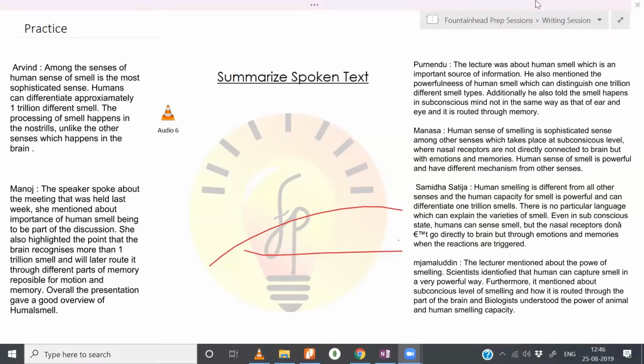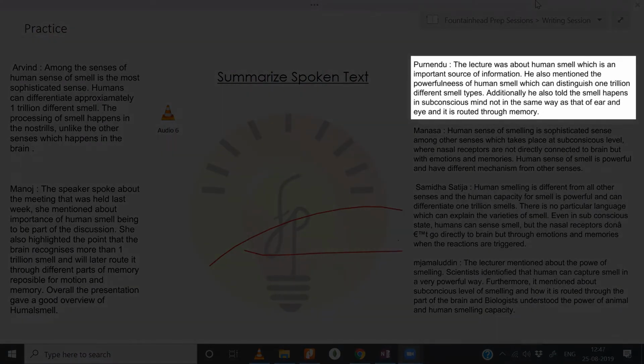Okay. So the lecture was about human smell, which is an important source of information. He also mentioned the powerfulness of human smell, which can distinguish 1 trillion different smell types. Additionally, he also told that smell happens in the subconscious mind, not in the same way as that of ear and eye, and it is routed through memory. You use either additionally or also, because both are the same, right?